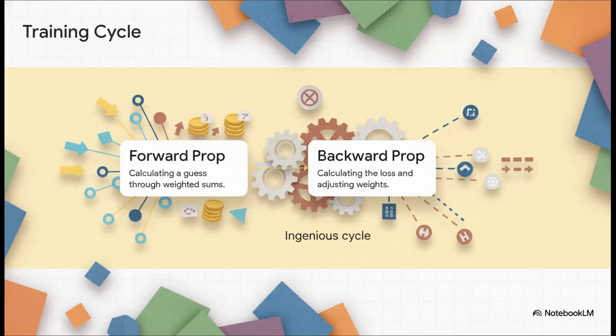This constant adjusting happens through an ingenious cycle. First is forward propagation. The data moves forward through the network's layers, multiplying by those weights until the model makes a guess. If that guess is wrong, it triggers backward propagation. The network calculates exactly how wrong it was, we call this the loss, and travels backward, frantically updating and fine-tuning every single weight and bias so its next guess is much closer to the mark.